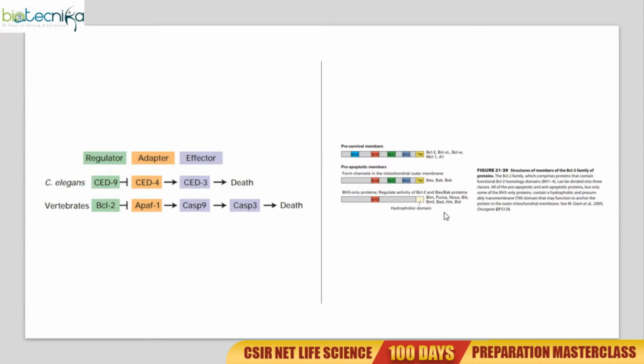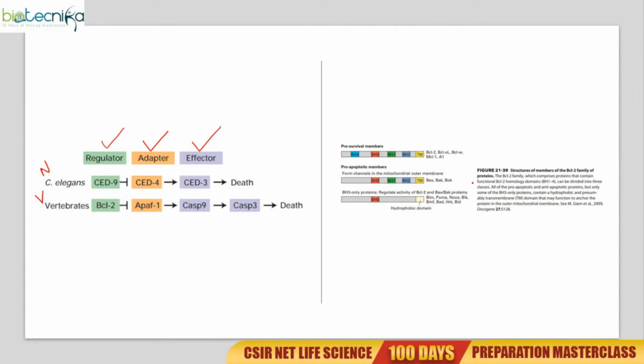Then questions related to nematodes and vertebrates do come. So when it comes to apoptosis, certain proteins are involved, like regulatory proteins, adapter proteins, and effector proteins. The names are different, but the function remains the same. So again, this will help in remembering that part of your exam.